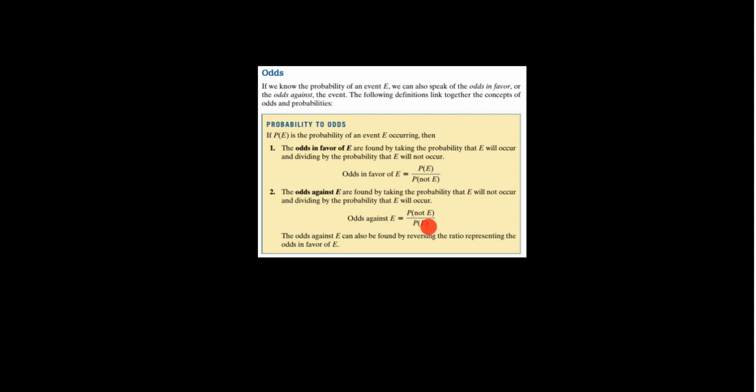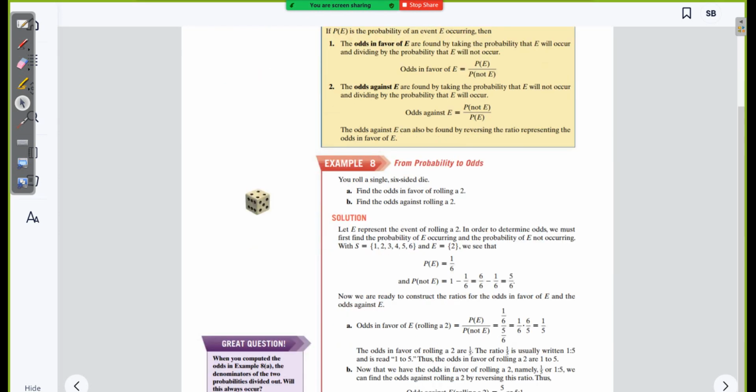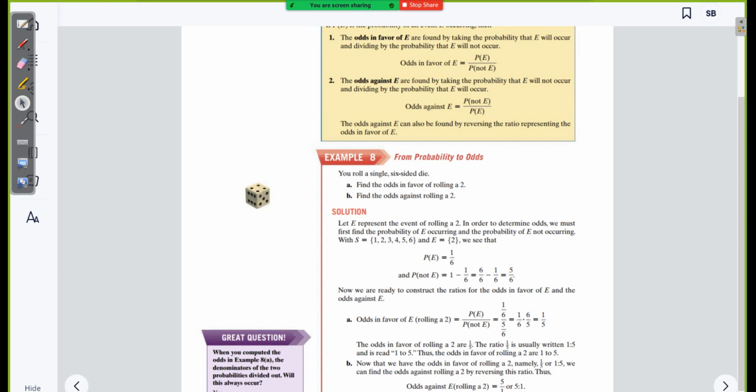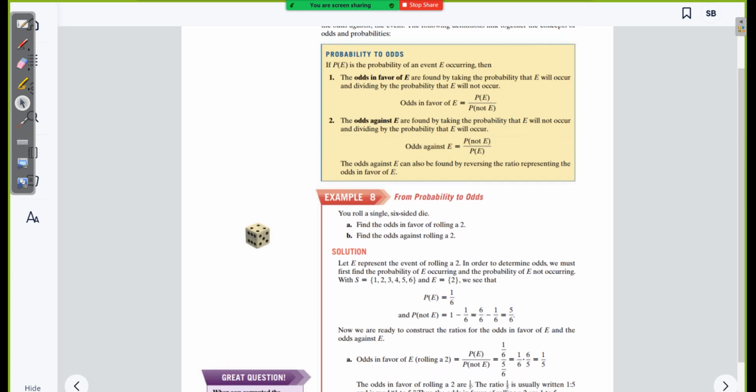It's when you add up both sides of the odds. Let's do an example so I can show you, because we actually use the colon. So this example, I'm pretty sure I can fit them both on here. You roll a single six-sided die. Find the odds in favor of rolling a 2. So let's go ahead and bring that notation over to this example so we can follow along.